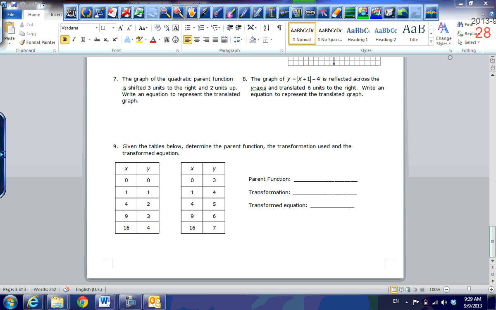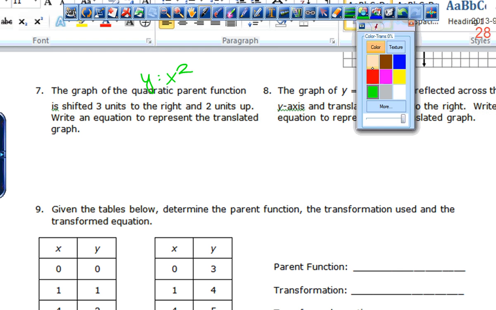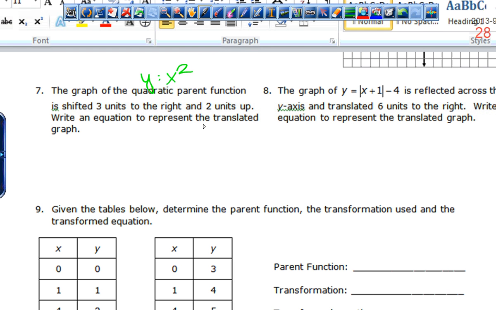Number 7, we're now writing the equation. So it says the graph of the quadratic parent function. So that's y equals x squared. Shifted 3 units to the right and 2 up. We're writing an equation. I'll start you off. Y equals. That's a little long.